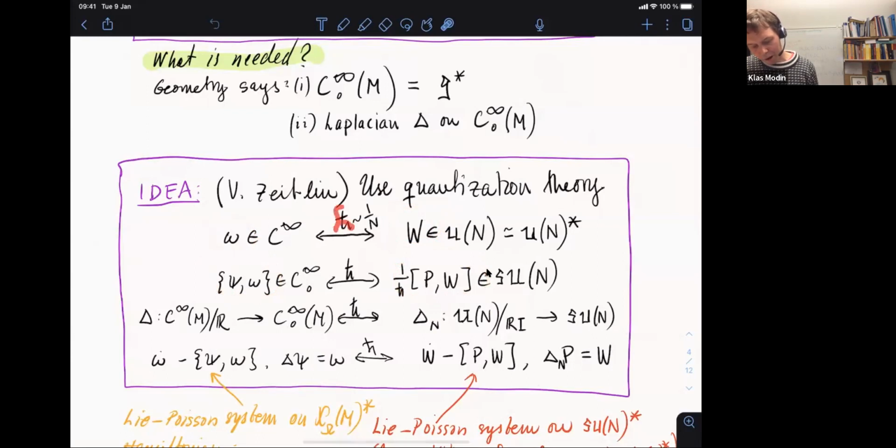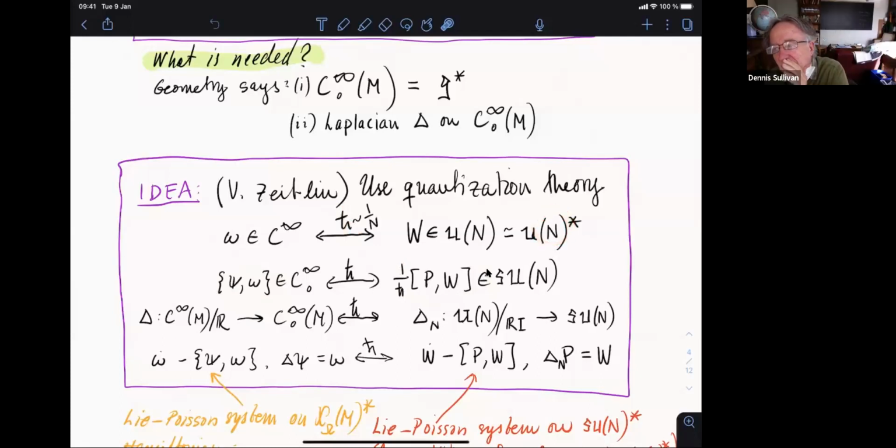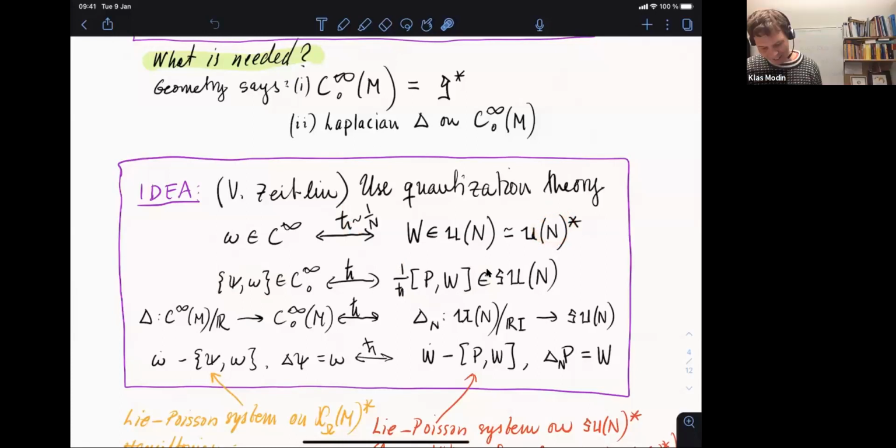And when I write h bar here, h bar is the quantization parameter, Planck's constant, and it is really just 1 over N. Remember, N is the size of the matrices. In fact, we can take the special unitary algebra, because remember we have the zero mean here, so it integrates to 0, and that corresponds to the fact that the trace is 0. So we can put an S here.